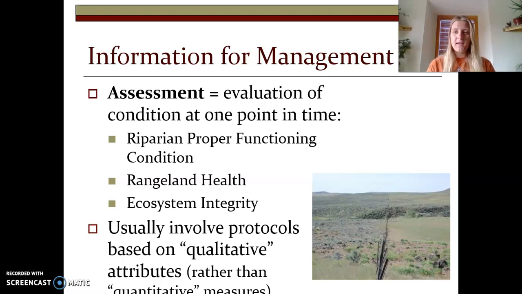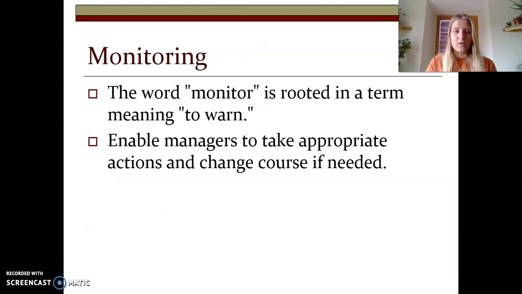Assessment's another key part of management. It's the evaluation of a condition at one point in time. So this can be your riparian proper functioning condition. How well is that riparian area doing in that range? Rangeland health overall, ecosystem integrity, and they usually involve protocols based on qualitative attributes rather than quantitative measures. Qualitative being quality, quantitative being a number. That's how they're typically being measured.